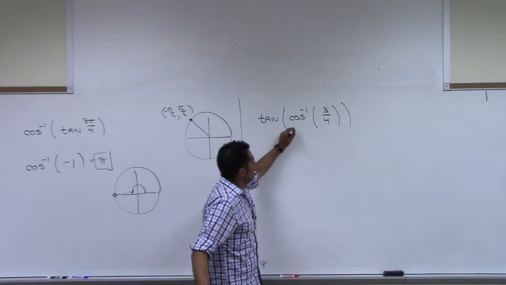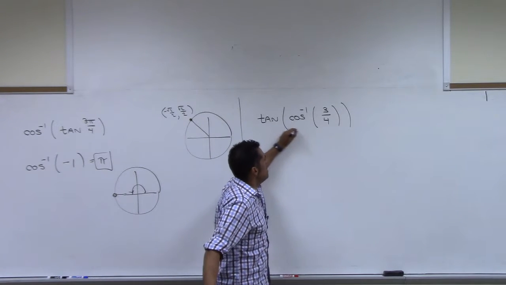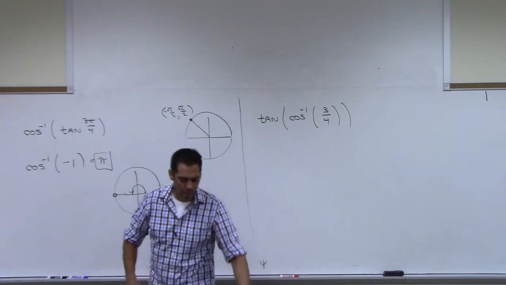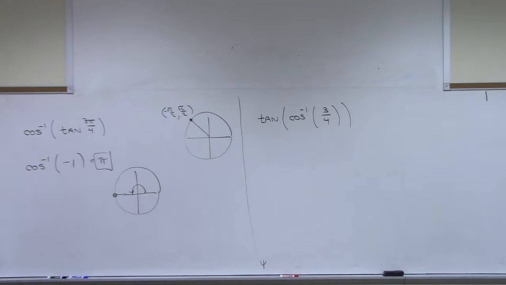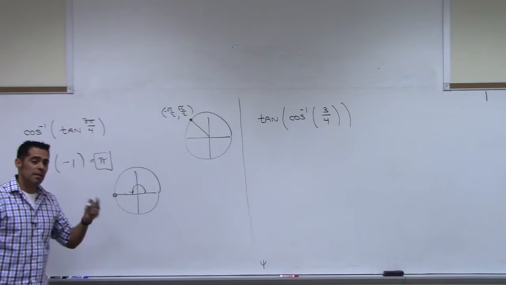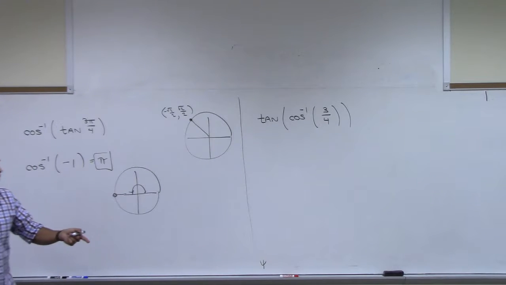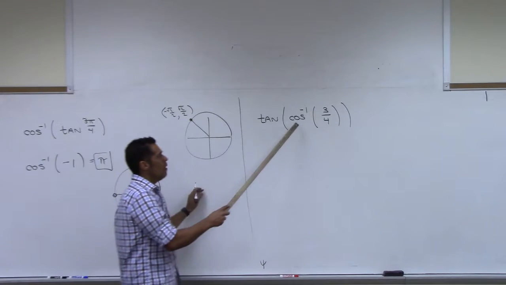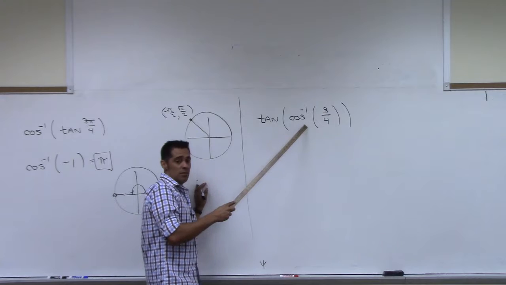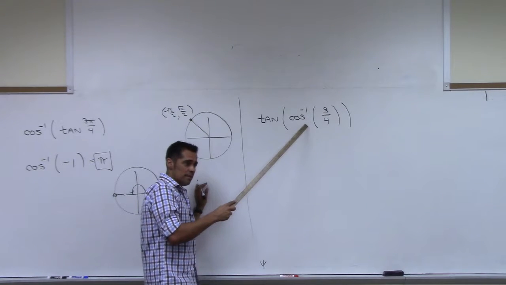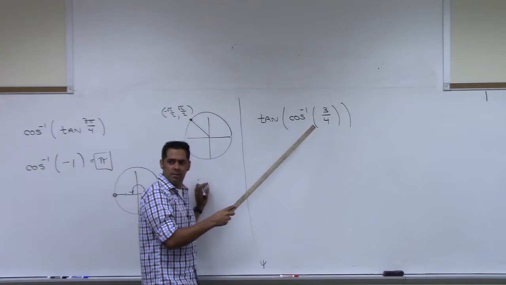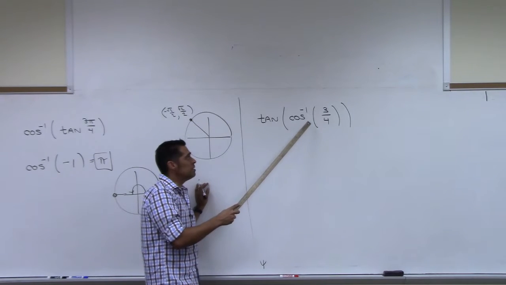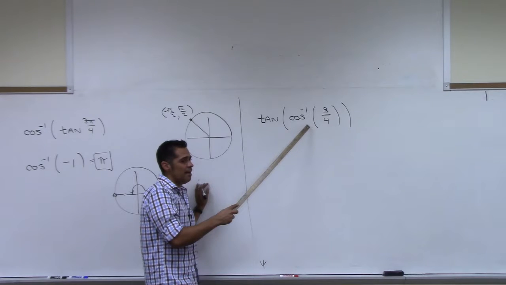So what is this in here? What is that going to be returning to me? A number or an angle? Does the arc cosine spit out a number or an angle? It spits out an angle. This is saying where on the unit circle is the x coordinate 3/4, and you're restricted between 0 and pi.